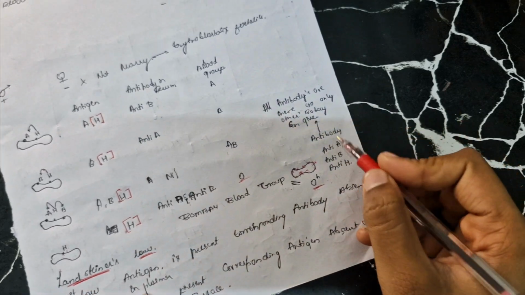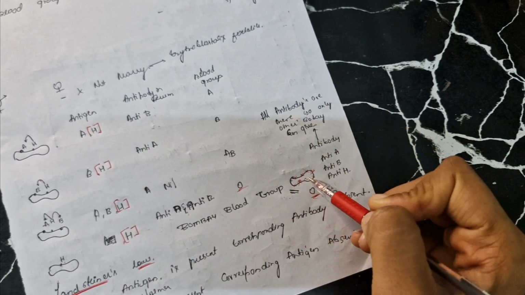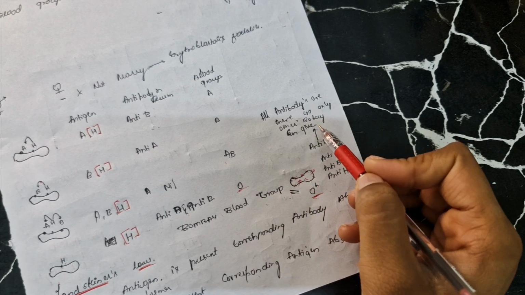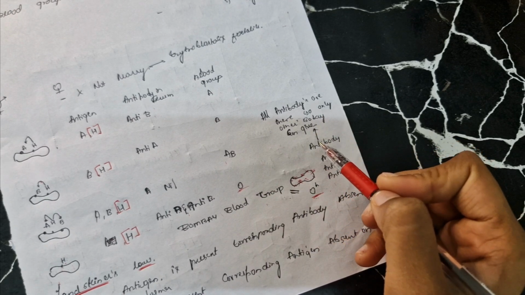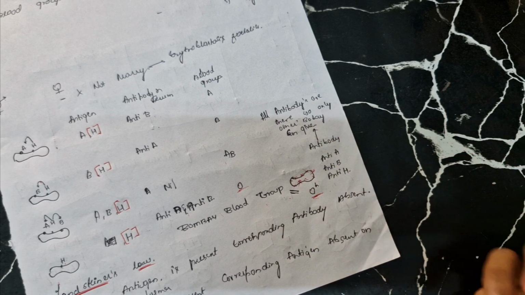So the plasma contains all the antibodies. All the antibodies are present in the plasma of the Bombay blood group. So we can donate only Bombay blood group to them. We can only donate Bombay blood group only.